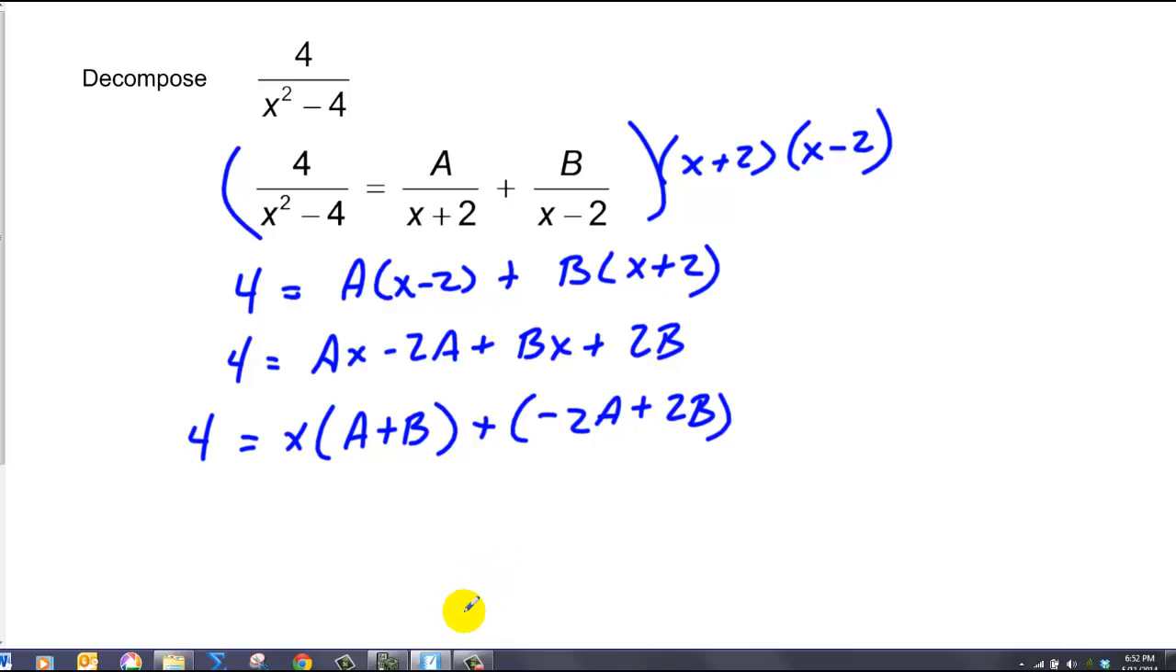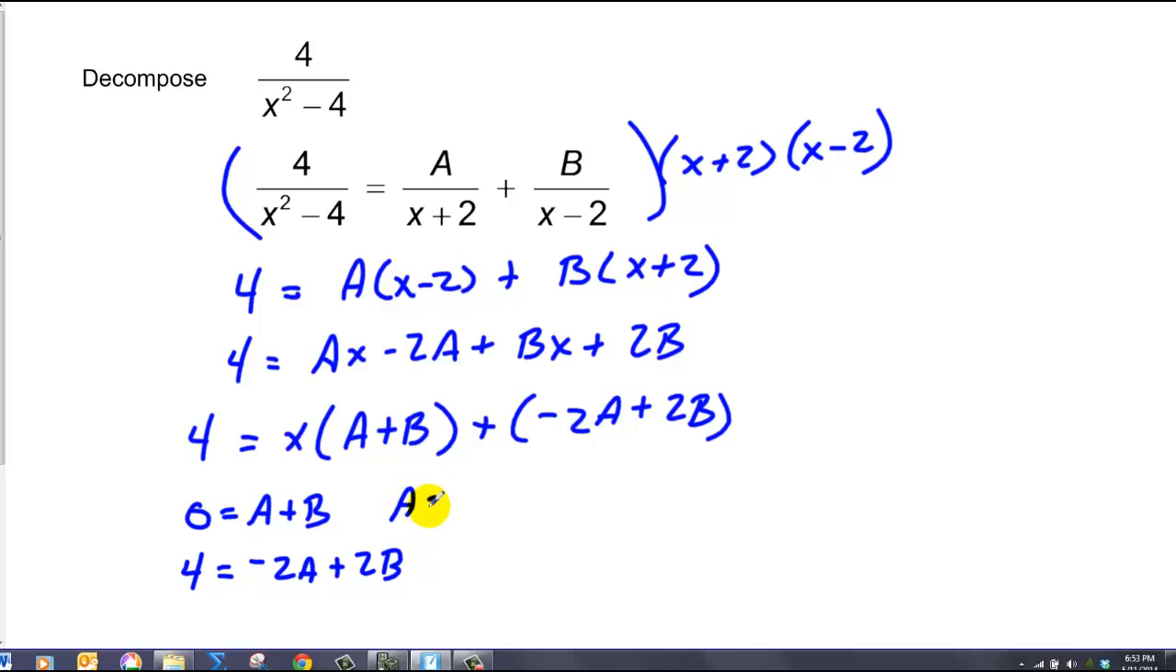And as we did in our previous problem, we looked to see what coefficient is in front of the x term on the left side to relate the a plus b to. Well, I noticed there is no x term on the left side, so therefore the coefficient has to be 0. So 0 would equal a plus b, and 4 then would equal my constant term on the right of negative 2a plus 2b.